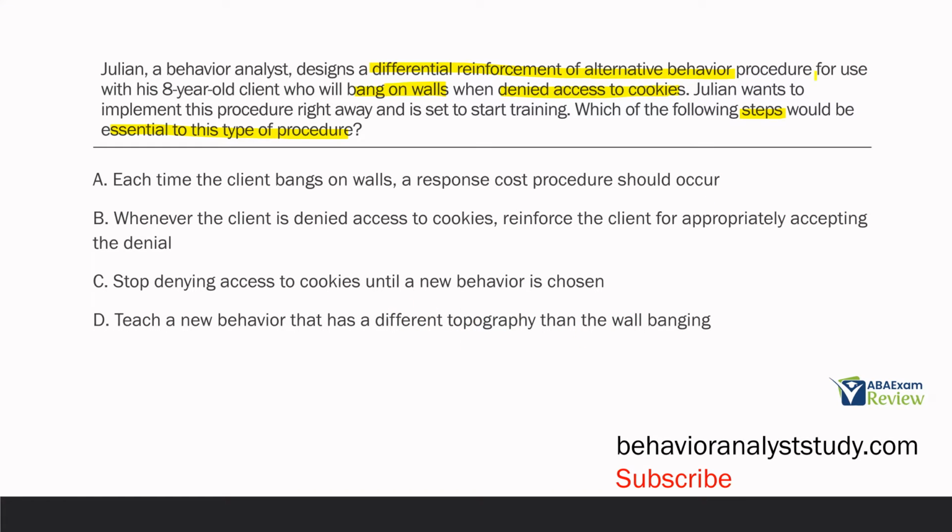With D, we'd be looking at incompatible behaviors. What we're doing here is alternative behavior procedures. So D is not going to necessarily apply. So, what steps are going to be essential to our DRA procedure that we want to start training for right away? Well, whenever the client is denied access to cookies, reinforce the client for appropriately accepting the denial.